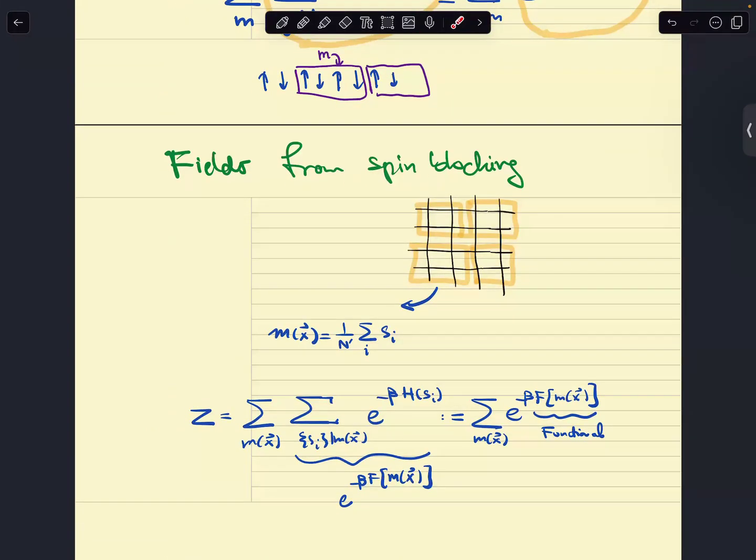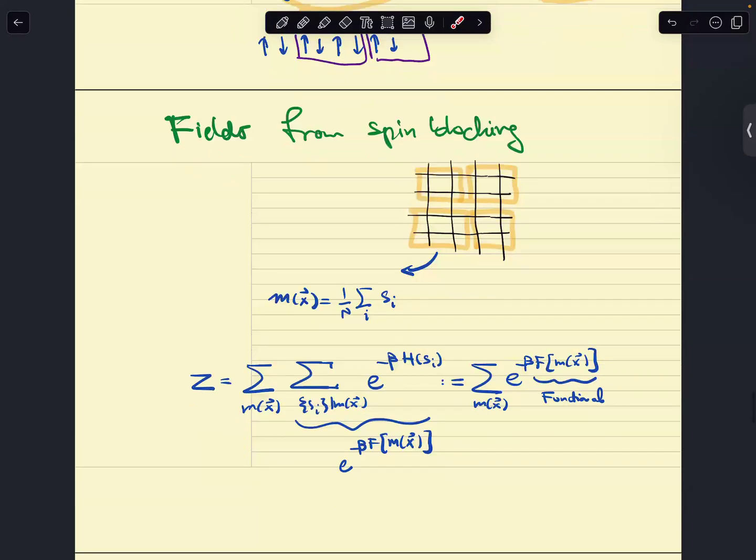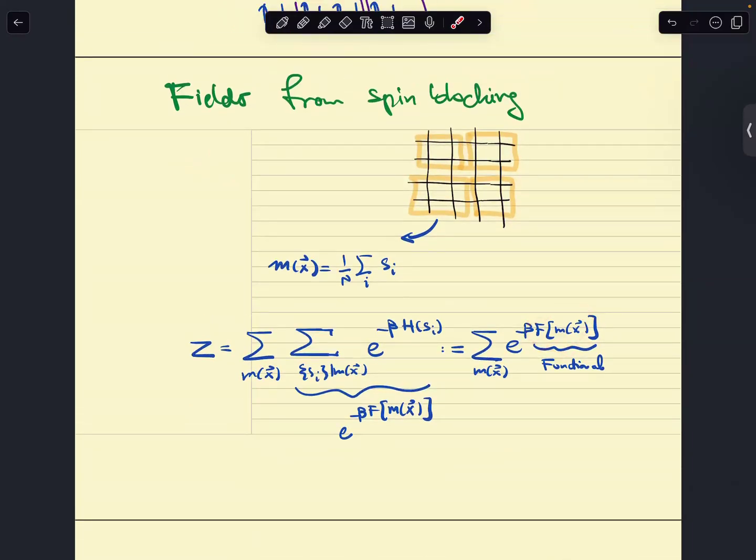Now, in the continuum limit, I'm drawing it as if it's higher dimensional, where each of these blocks calculates an M. There are many, many, many excitations, so this m of x becomes a continuous variable. So what I have is a sum over m of x, e to the power minus beta H of m of x. Now, if m of x is a continuous variable, this is a functional. So I'm actually integrating over all functions of space.